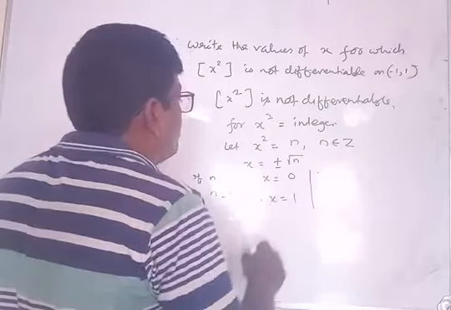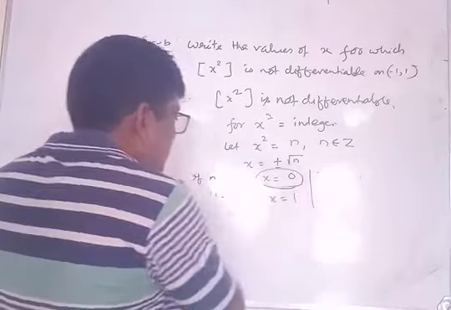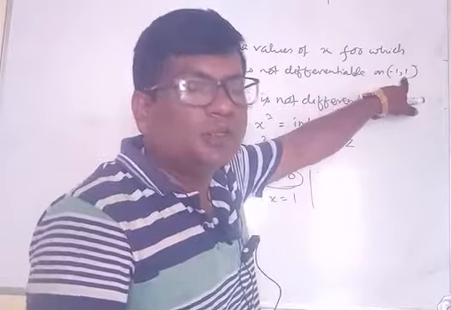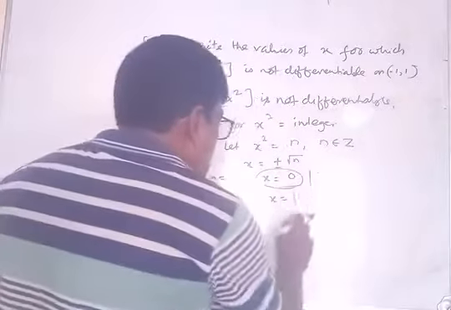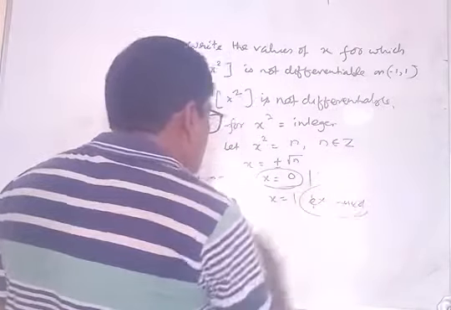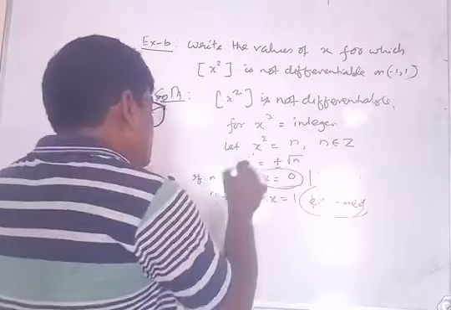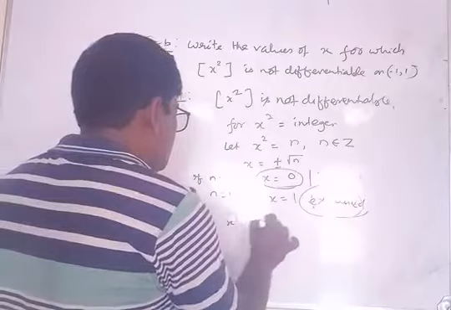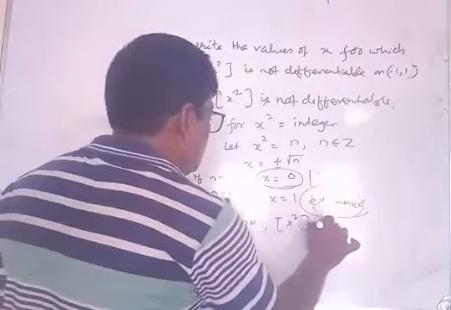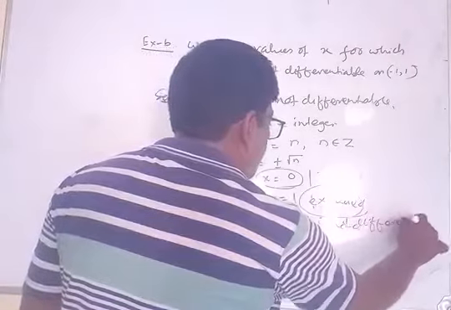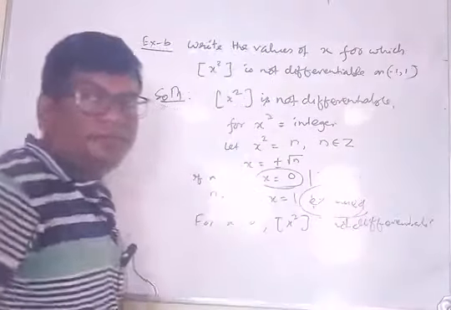That is 0, the only one value, because here minus 1 is excluded and plus 1 is excluded. So this is excluded. So what is the answer here? For x equal to 0, bracketed x square is not differentiable. Okay.